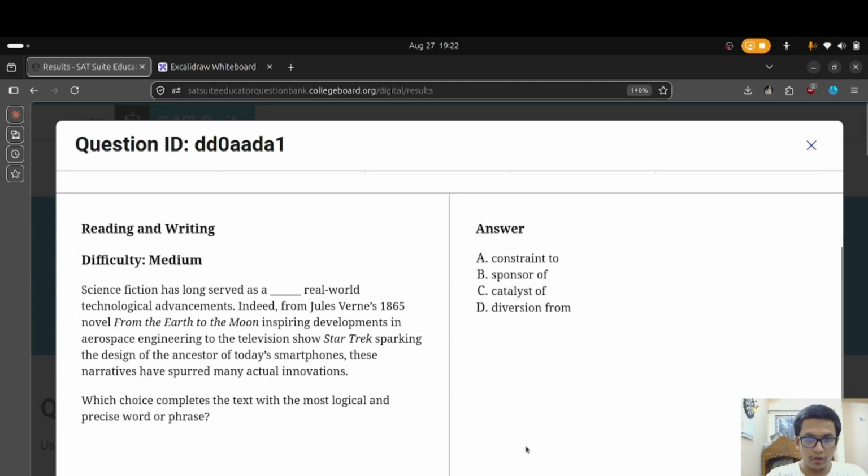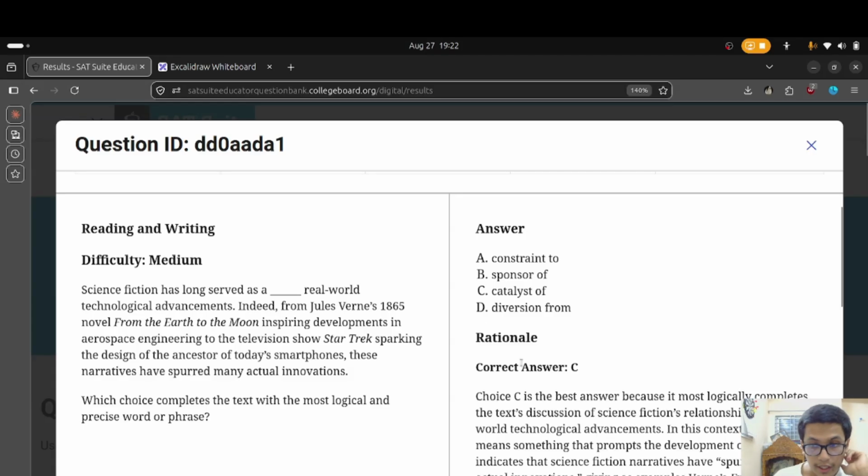Should I zoom a bit more? No, I think it will be too much. Yeah, I guess now it's fine. You'll see it properly now. So yeah, the answer should be C, catalyst. Let's check it. That should be C.